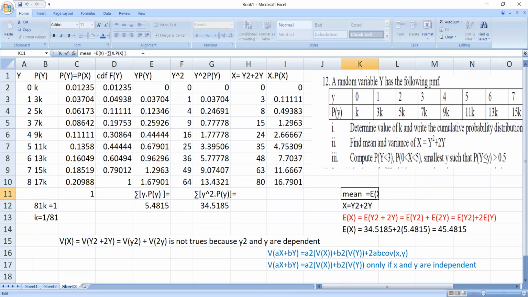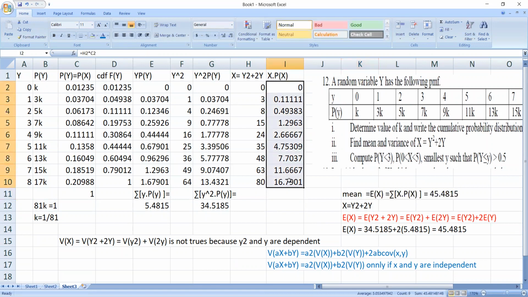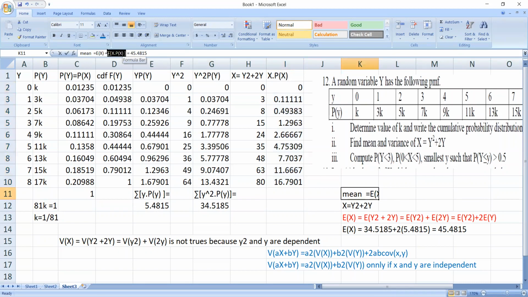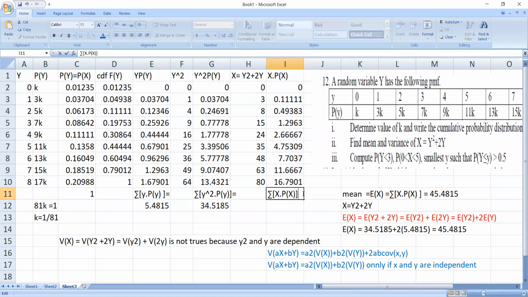So if you are using this column, it will be the sum of this. You can check that you will get the same. Add this column, and you get 45.4815, which is the total of this. So there are many ways of finding the answer to a particular problem. This is by using the definition, and what we did prior to this is by using the property of expectation.